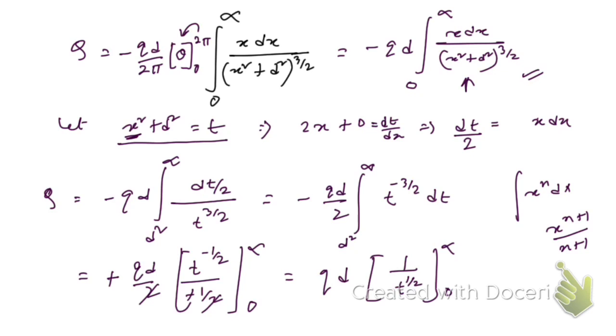As x tends to 0, t tends to d square, right? So that's why we have changed the limits. So here it's supposed to be d square. Okay, on putting the upper limit, we're going to get 0, right? So then we're going to get q d. On putting infinity, we're going to get 0, minus 1 by (d square) whole to the power half, right? Because here we have t to the power half, so that's what we're going to have.